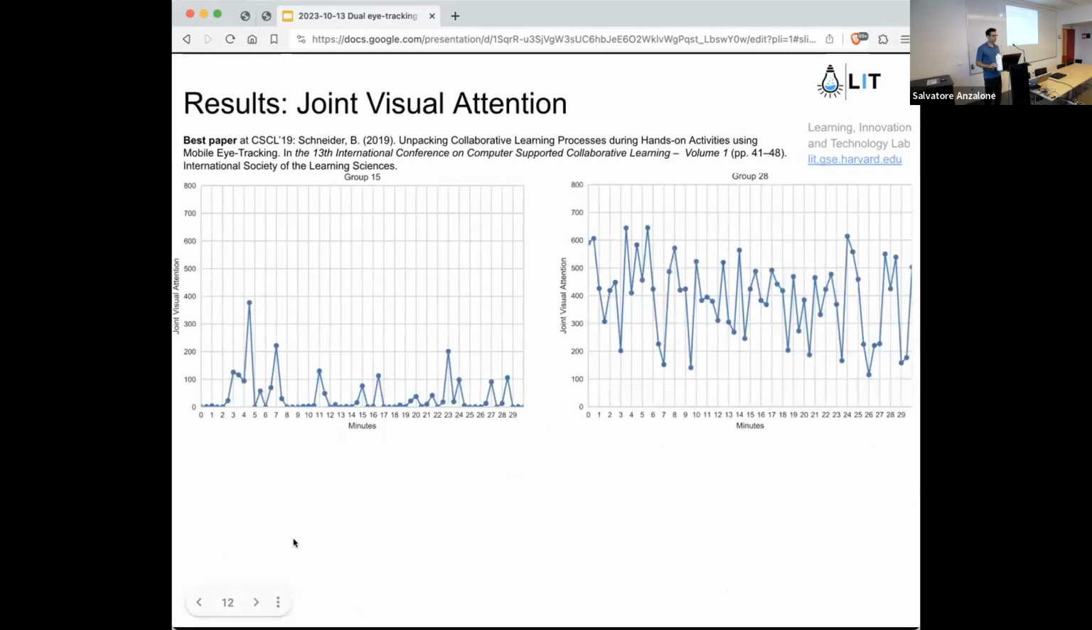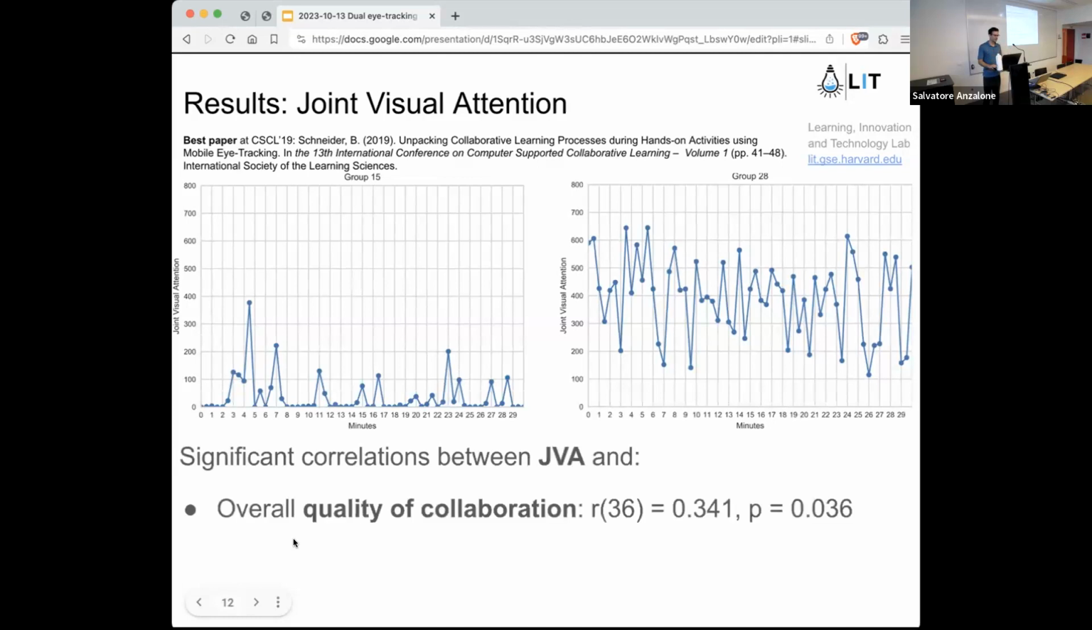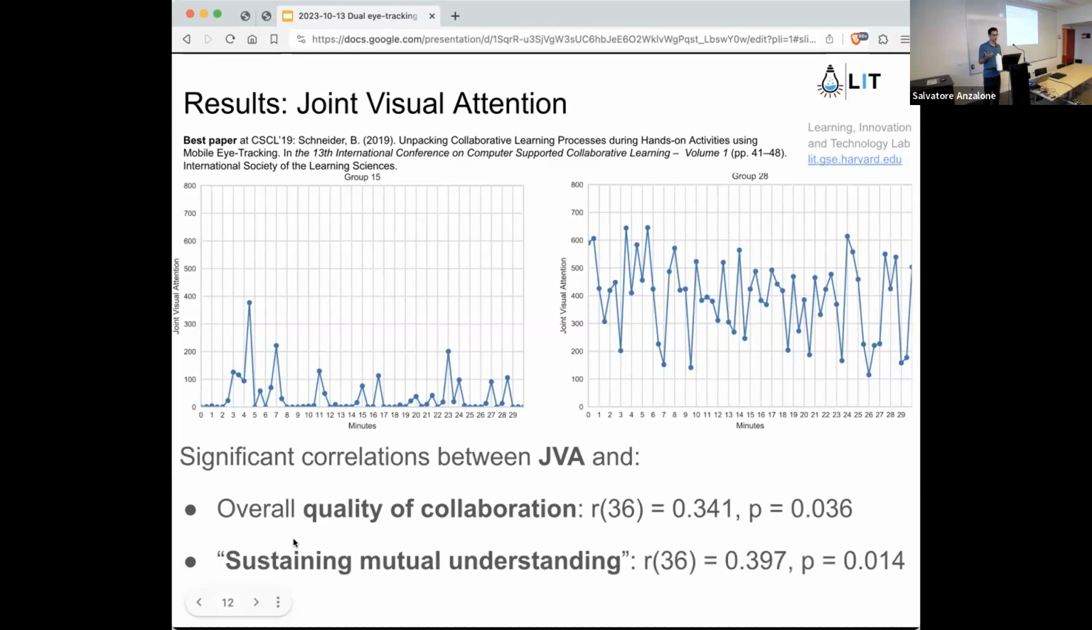So this is what the joint visual attention data looks like. On the left, you can see a group that wasn't working very well together. Levels are pretty low, and there's not a lot of variation in the data. On the right side, you can see a group that did really well on the task, and there were a lot of exchanges. They were very engaged in the activity. If you sum it up to get a measure of how much people align their attention, we found a significant correlation with their quality of collaboration, which was good evidence that this was capturing what we thought it would capture.